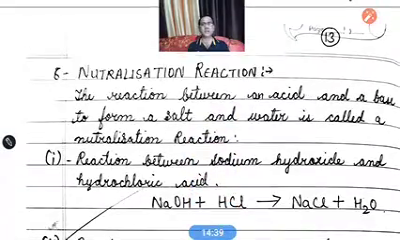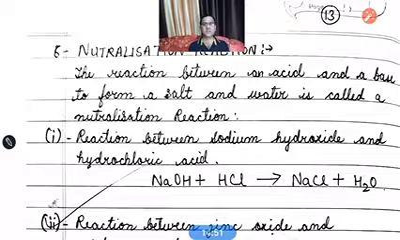Now the next type of reaction is the neutralization reaction. What is the meaning of neutralization reaction? A neutral substance is formed after the reaction. The best example: NaOH, a strong base, plus HCl, a strong acid. When they react, they form NaCl, and NaCl is a neutral compound. Formation of this neutral compound NaCl is an example of a neutralization reaction.